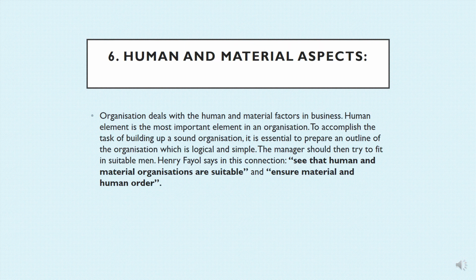Then human and material aspects. Of course, without human and materials, it is sort of impossible to achieve the goals of an organization, because all the time the organization deals with human and material factors in business. So human element is most important element in the organization, and to accomplish the task of building up a sound organization, it is essential to prepare an outline of the organization which is logical and simple. The manager should then try to find the suitable people, as Henry Fayol also says, that see that human and material organizations are suitable and ensure material and human order. So everything is emphasized on the human and material aspects because those are the key factors which an organization deals with in the business activity.